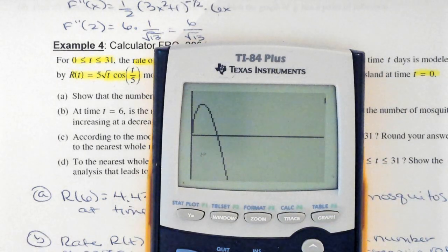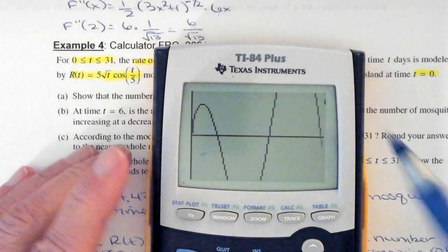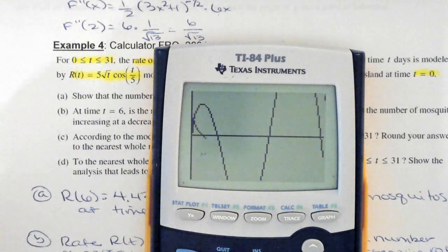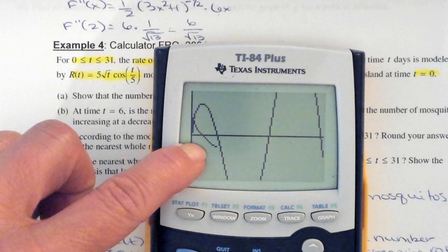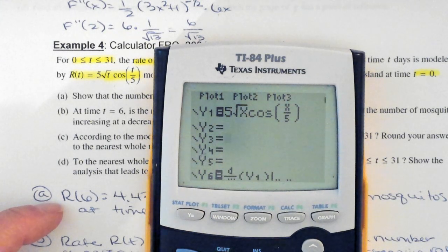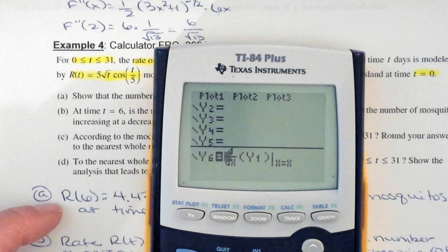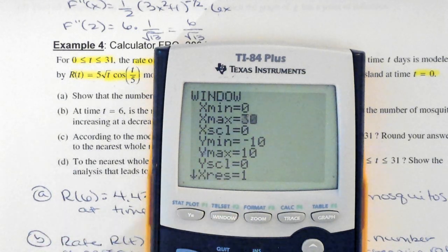Awesome. All right. So this is, whoa. Well, stop. Obviously, what is this graphing? What did I forget to unhighlight? Yeah, my derivative. Okay. Yep. Okay, and I'm going to go back actually into the window, and I'm going to change this to 31.